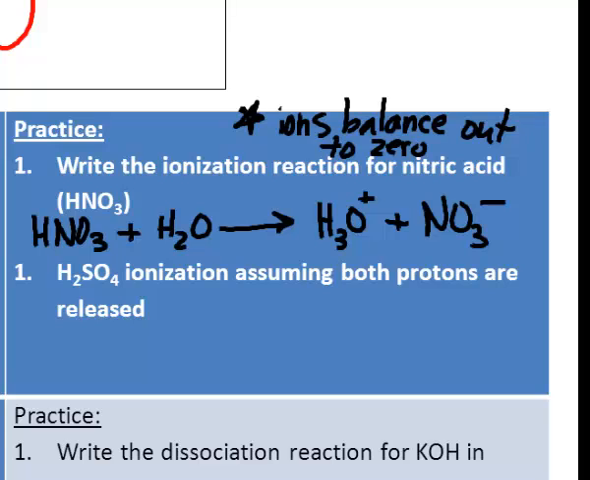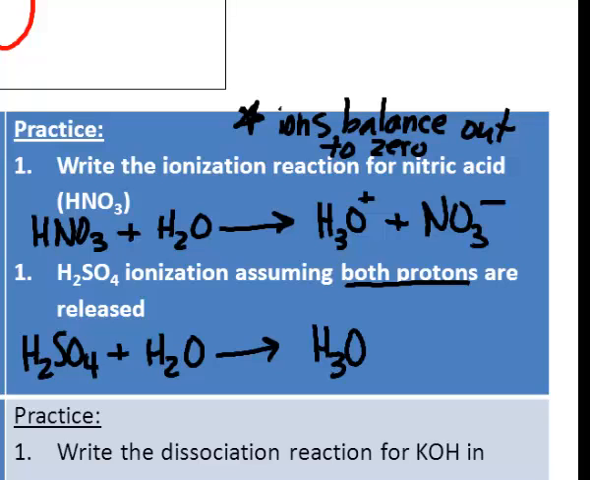And sulfuric acid, H2SO4, assuming both protons. How is that going to change things? Anything different than what you would expect? Well, it should just give me more ions. So H3O, and then sulfate, but the charges don't balance. Oh no. What do we do? So now I need 2 of those, and that works. Perfect.